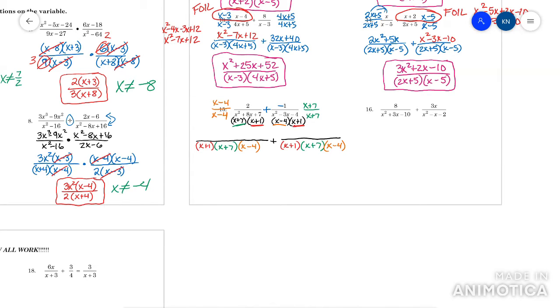So up top, what's happening is over here you need to distribute, and over here you need to distribute. So you're going to get 2x minus 8 on the left, and you're going to get negative 1x minus 7 on the right. And now you can combine the numerators. 2x plus negative 1x is just 1x or x. Negative 8 plus negative 7 is negative 15, and then it's over that common denominator.